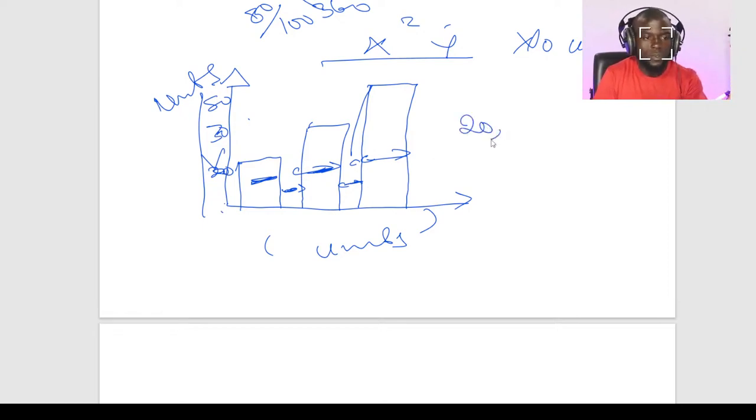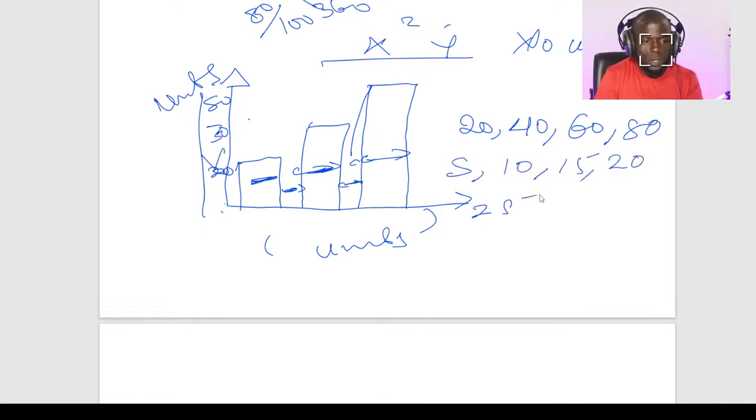20, 40, 60, 80. You see, the range is the same. Or 5, 10, 15, 20, 25, 30. I think it must be the same. I think I'm clear there. If you are not understanding, please let me know, so that I can smash it.